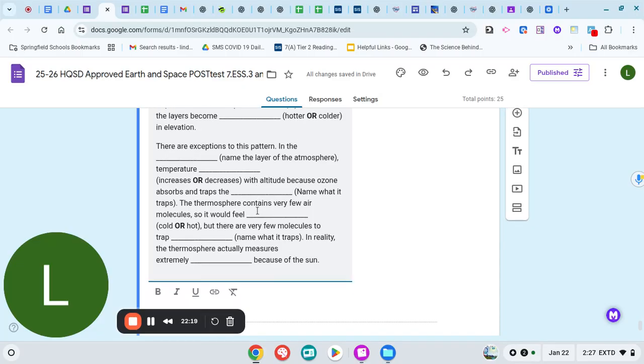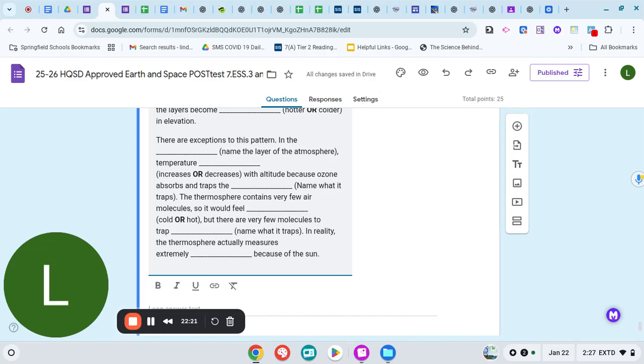All right. Then it says the thermosphere contains very few molecules, so it would feel blank. So now we're talking about the thermosphere layer. You're writing either the word cold or hot, but there are very few molecules to trap blank. Again, name what it traps. In reality, the thermosphere actually measures extremely blank because of the sun. Is that hot or cold?